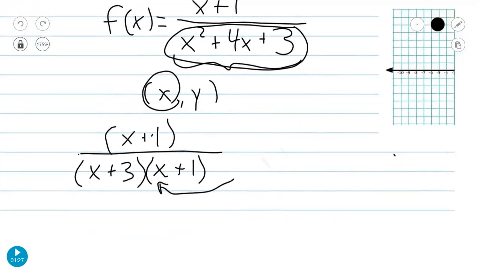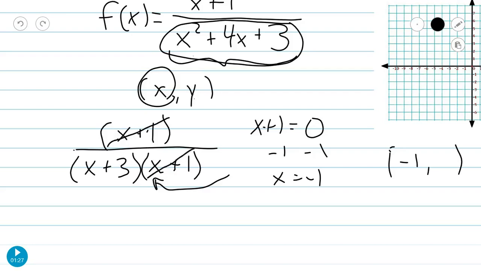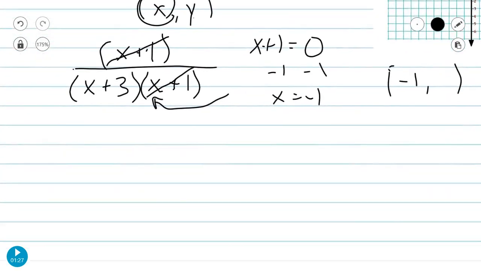So what I mean by that is I can set the x plus 1, the canceling factor, equal to 0, and I'm going to solve for x. That becomes the x coordinate of my hole. In order to find the y coordinate of the hole, I'm going to go ahead and cancel out these factors, and then I'm going to plug in that -1 into whatever is left over.